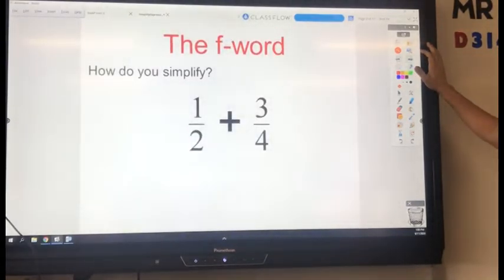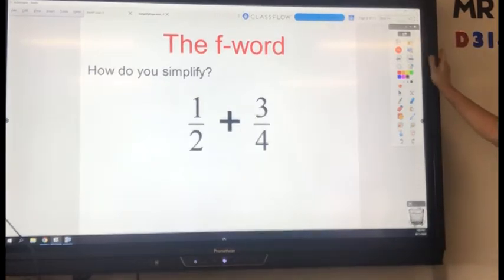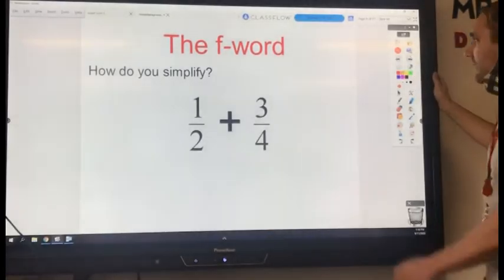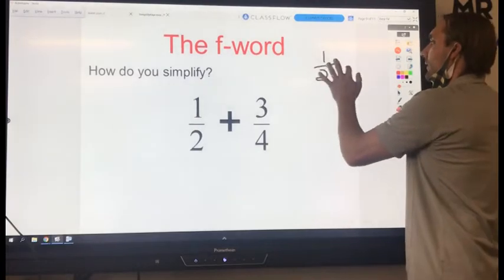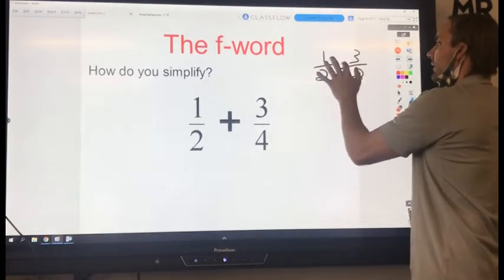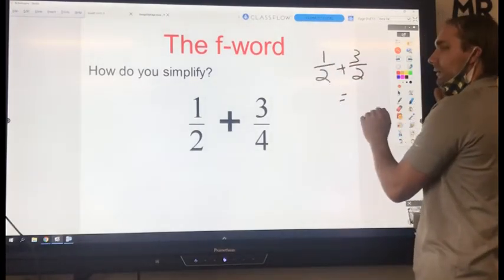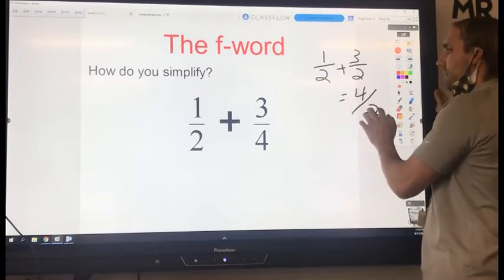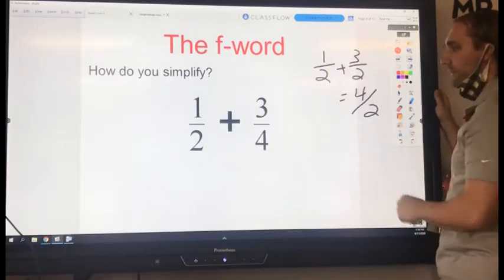Now let's go over simplifying fractions. The other F word in math, other than factoring. Can I add these two fractions the way they are right now? No. What do they need? Same denominator. So if I had 1/2 plus 3/2, it equals 4/2, right? Denominator stays the same, you just add the numerator.